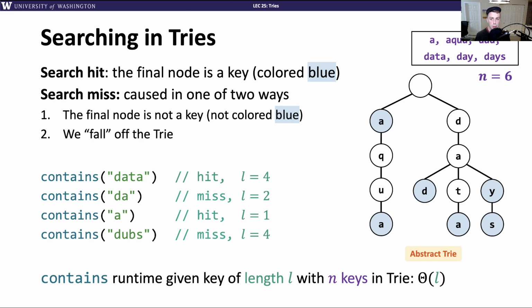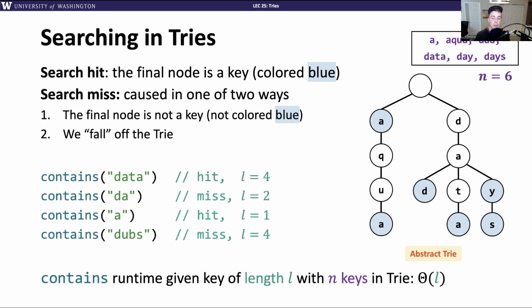So let's do some example queries. So data: we start with D, then go A, then go T, then go A. And since we don't have any other characters left, we say it's a hit, we return true. And we had to check 4 nodes to do that.